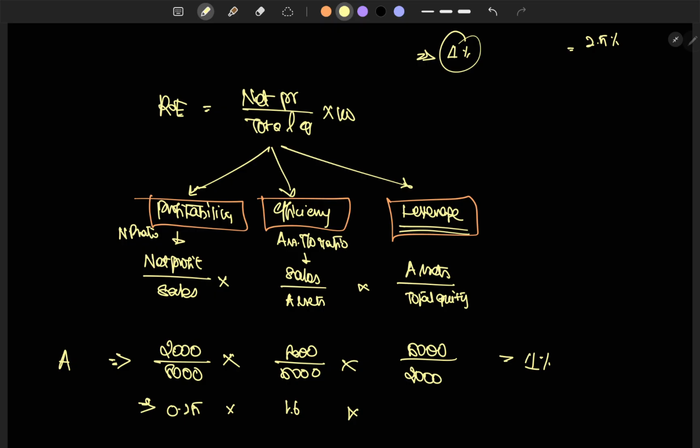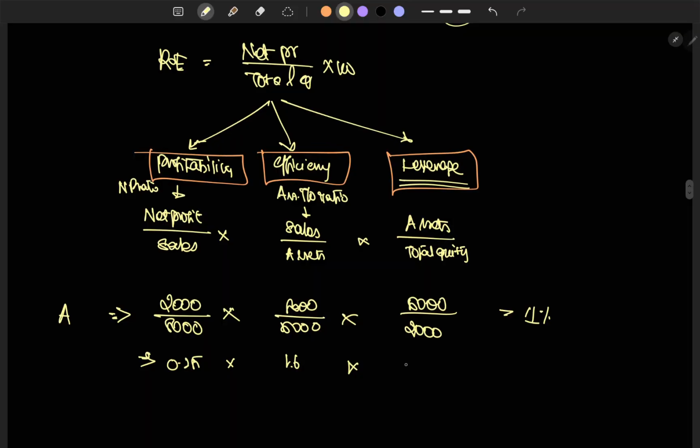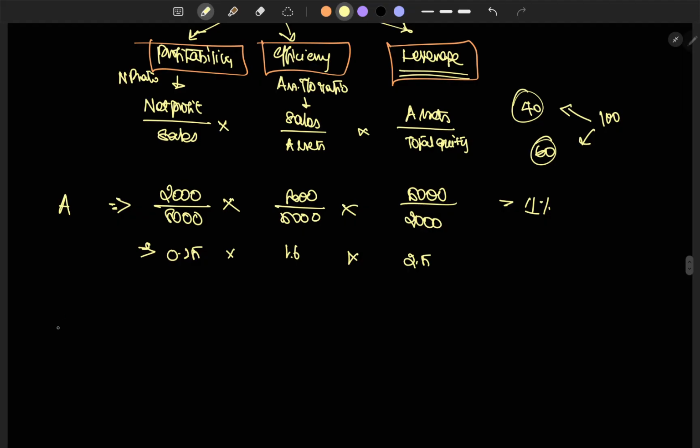5000 divided by 2000 is 2.5 times, so the company has only a small equity base against its assets. If assets are 100, equity would be 40 and debt would be 60. So debt is more and equity is less. That is what this signifies. Okay, we understood the ROE of company A.